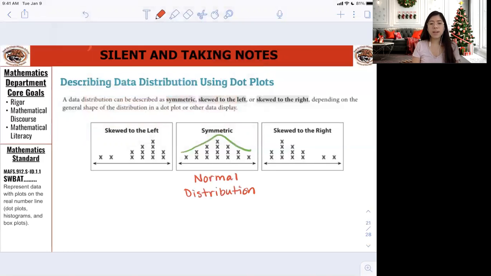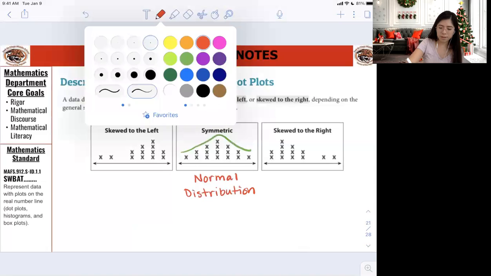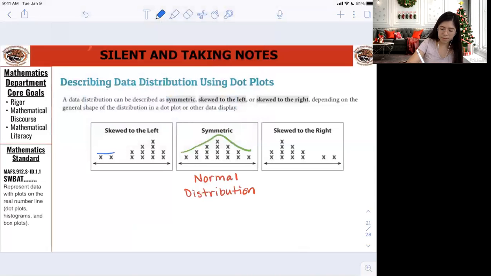And the word distribution is basically saying that all of the data values are distributed very evenly on both sides, okay? That's why it's normal. It's very symmetrical. Everything is nice and even. But then we've got these 2 other examples. We've got skewed to the left and skewed to the right.